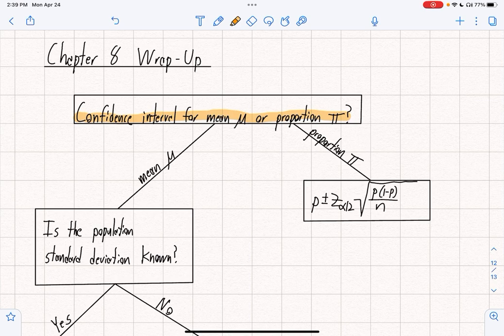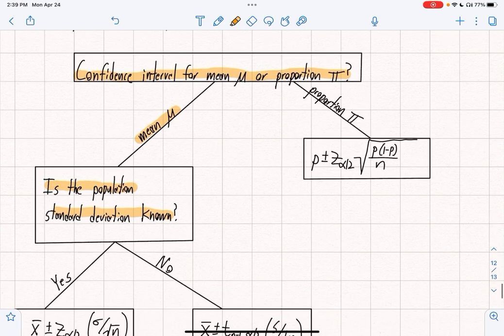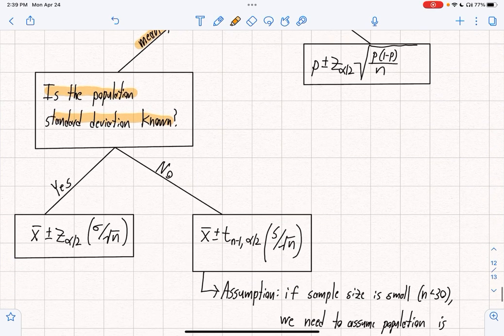But now let's say we are interested in doing a confidence interval for the mean mu. Then we need to ask ourselves, is the population standard deviation known or unknown? If it's known, so yes, then we're going to use this formula: x bar plus or minus z alpha over 2 times sigma divided by root n.